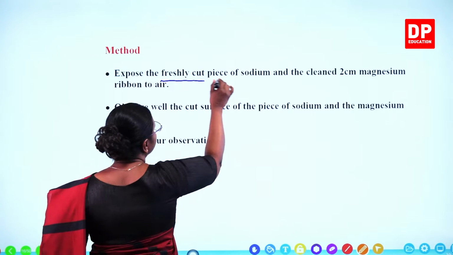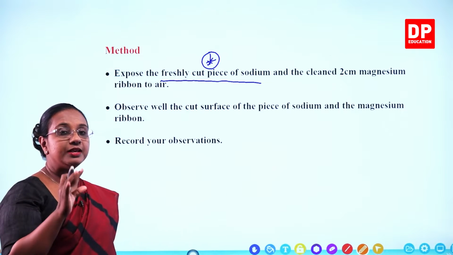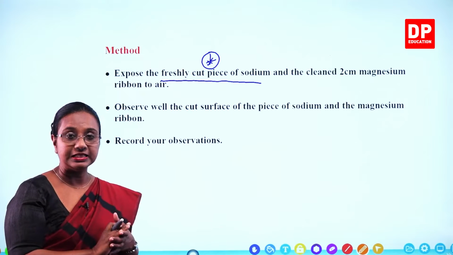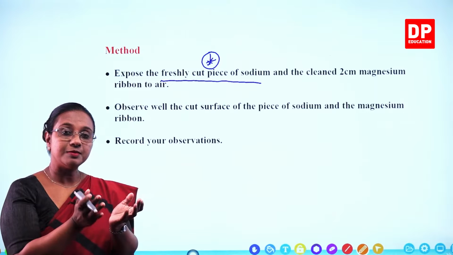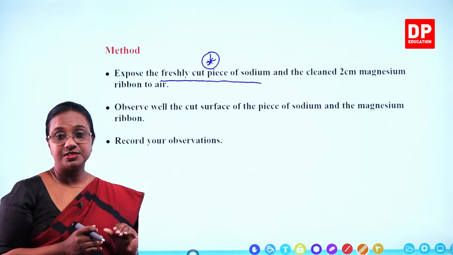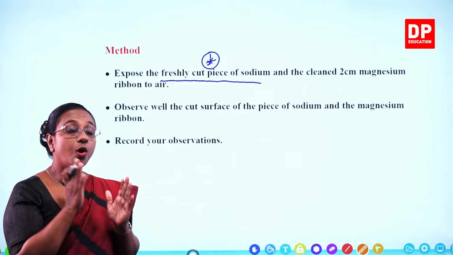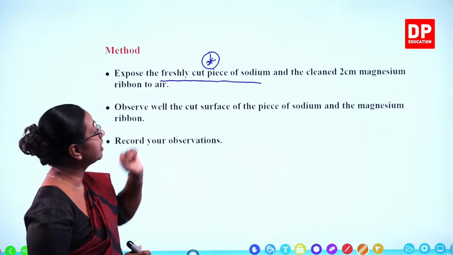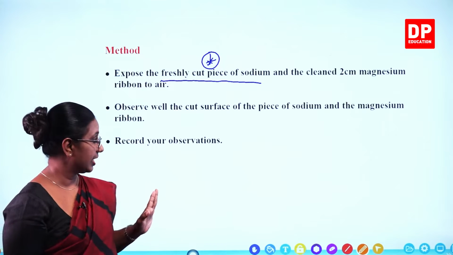So, freshly cut piece of sodium, that's important. When you take sodium out of kerosene or paraffin from the container, when you look at the surface, initially it's coated with paraffin. Sometimes you have to remove that coating, and then if you look at the surface, students, it's not shiny. You need to observe the new cut surface, that is the freshly cut piece of sodium. Then you will see how it looks.